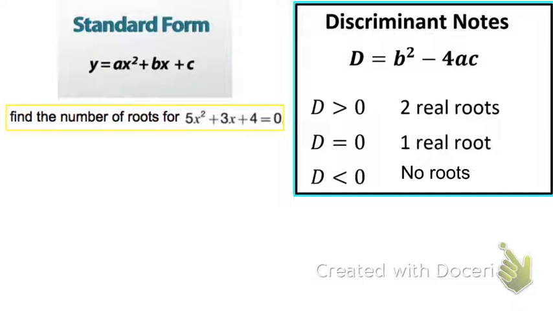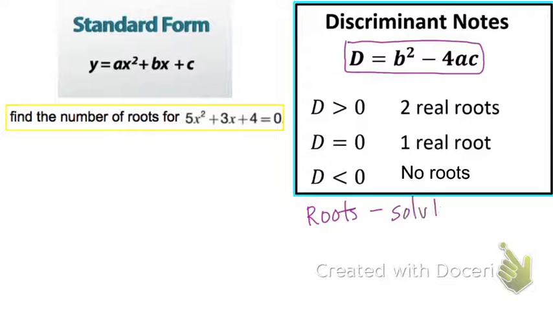Here we're going to use the discriminant, which is this formula right here, to identify how many roots there are to a quadratic equation. So just to remind you, roots is another way of saying the solution. It's what does x equal? And you can tell what that is if you're graphing it. It's always going to be the x-intercept.